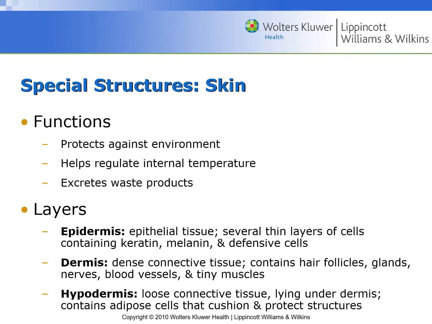The skin has three main layers: the epidermis, which consists of epithelial tissue, several thin layers of cells containing keratin, melanin, and defense cells; the dermis, dense connective tissue which contains hair follicles, glands, nerves, blood vessels, and tiny muscles; and the hypodermis, which is loose connective tissue lying under the dermis and contains adipose cells that cushion and protect the structures.